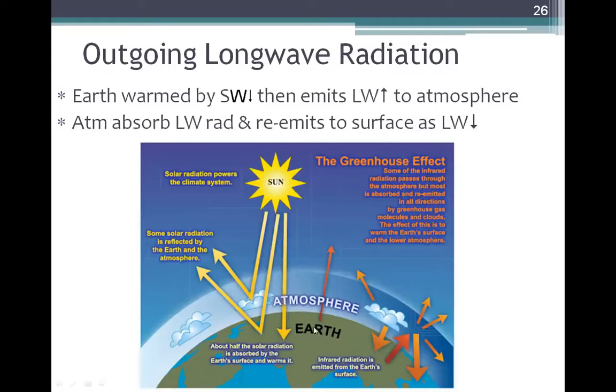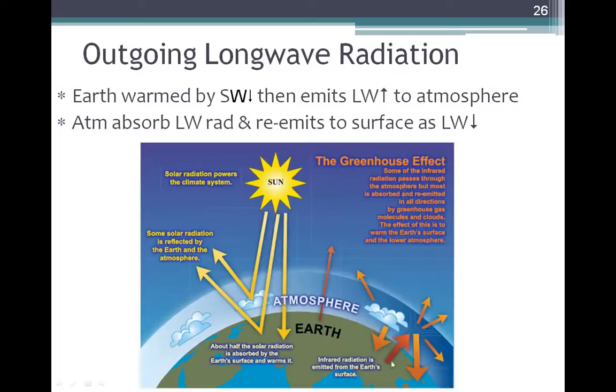When it reaches the Earth and is able to heat up the Earth, the Earth then warms up and is able to emit its own energy. But the energy that the Earth emits, as we've seen, is in the long wave spectrum of the electromagnetic spectrum. So we have this long wave energy that's being emitted by the Earth, and the symbol you see here is LW up. So this is energy that the Earth is emitting up to the atmosphere.